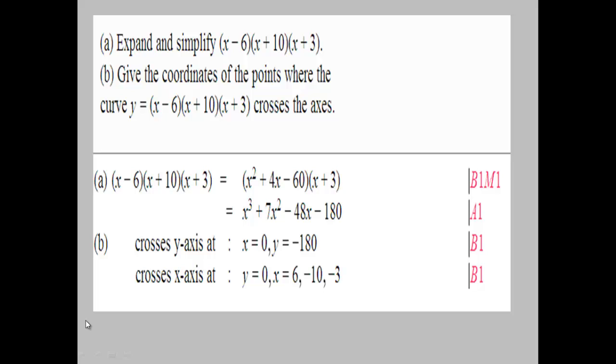Okay, that's what you should have got. If you expand that out, you end up with this, and then gather the terms, and the coordinates of the points where this curve crosses the axes. Well, it crosses the y-axis where x equals 0 at minus 180, and crosses the x-axis where y equals 0 where x is 6, where x is minus 10, and where x is minus 3.